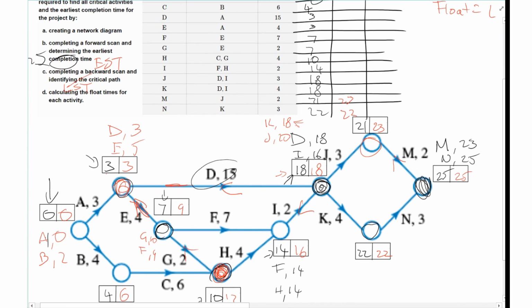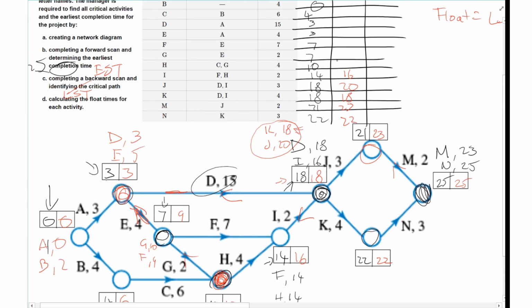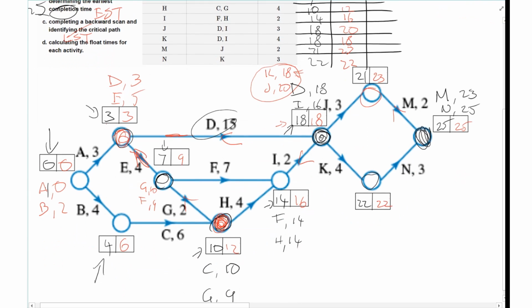So the latest start time for K, that's where you look at what I've written in this part here. In this case, it is 18. And the latest start time for J is 20, because that's the numbers I'm looking at there. Latest start time for I is 16, as I've written there. Latest start time for H is going to be 12. Latest start time for G, this is where I have to look at this bit here, is going to be 10.